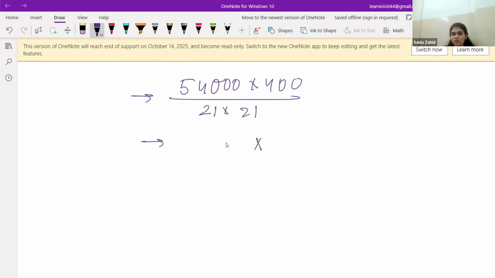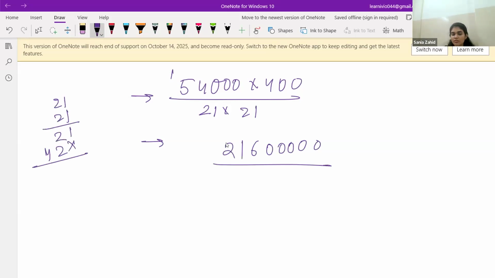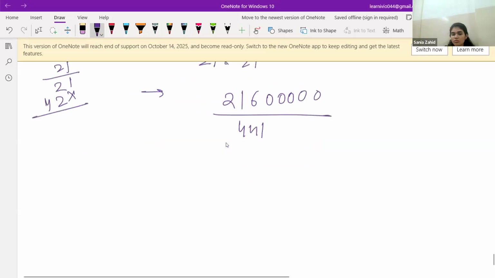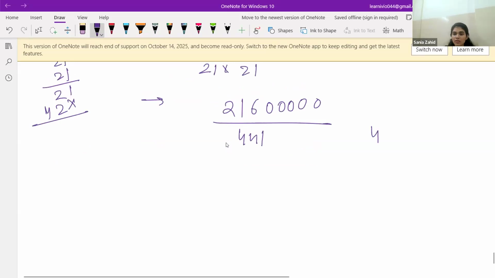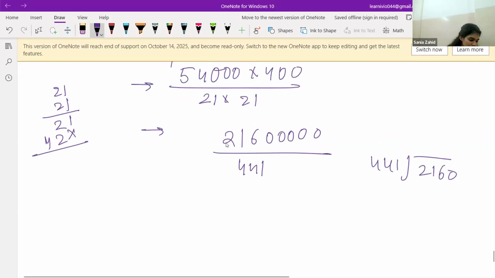So what do you get? You get zeros. 21 into 21 is how much? 441. So you can just divide it, 441 into 21,60,000. Just divide it and get your answer. Okay.